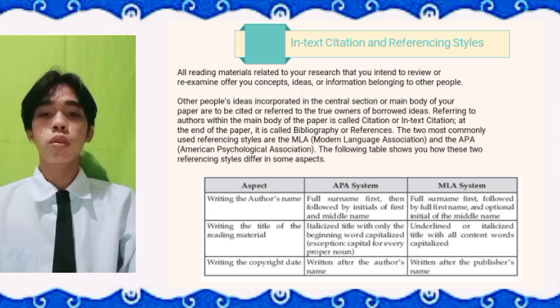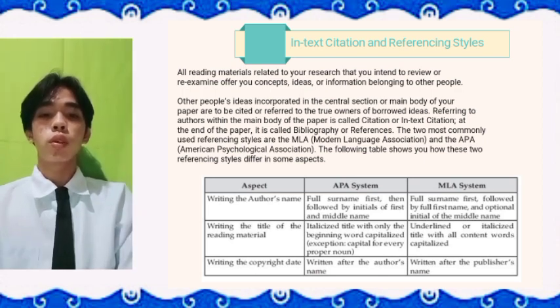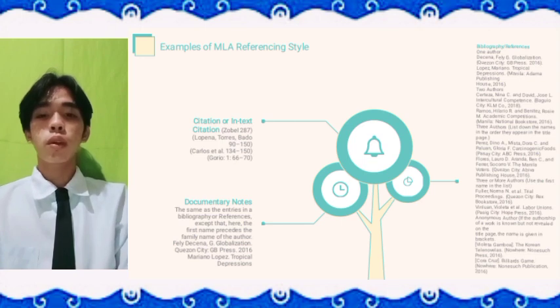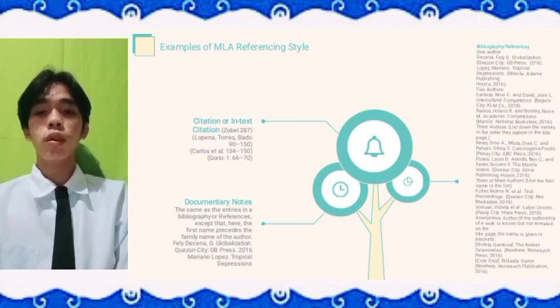The two most commonly used referencing styles are the MLA or Modern Language Association and APA or American Psychological Association. The following table shows you how these two referencing styles differ in some aspects. The first one, citation or in-text citation. Here are the examples of citation or in-text citation. The second one, bibliography or references. Here are the examples of bibliography or references.